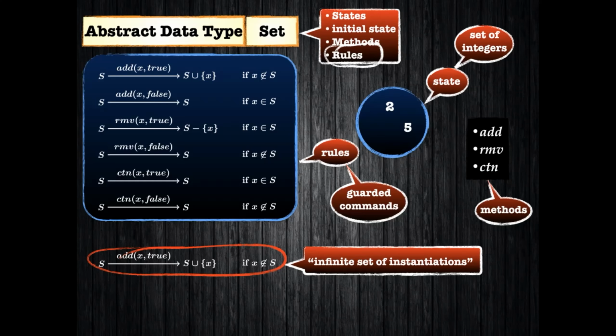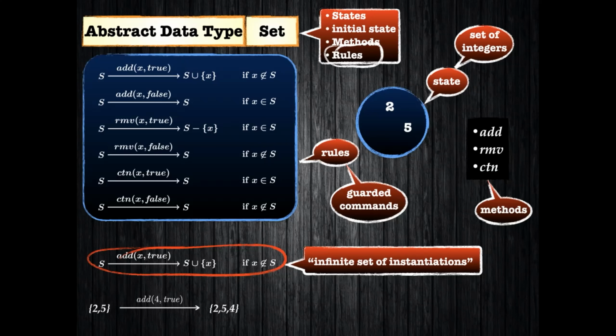So let's look at some instantiations of this rule. For instance, this is one instantiation of this rule. It tells you that if S is 2, 5, this set, then I can add 4 successfully to the set and obtain a new set 2, 5, 4. Because I am satisfying the guard. You see the X is not in S. The X here is not in S. So this we call a concrete instantiation of the rule.